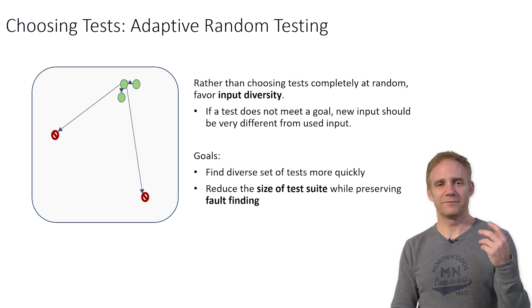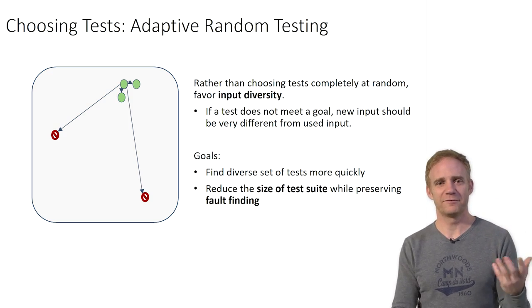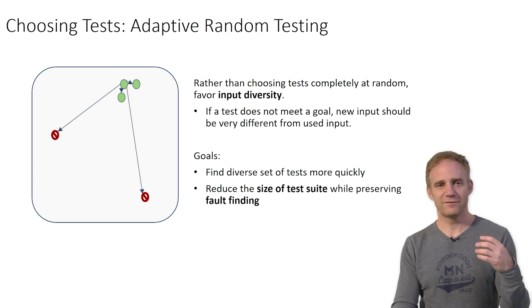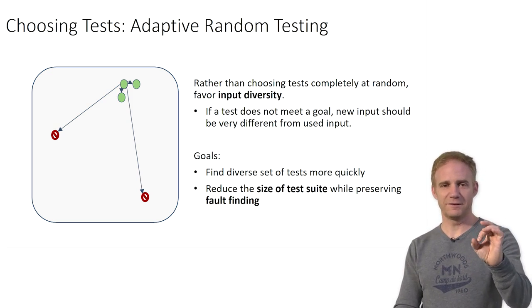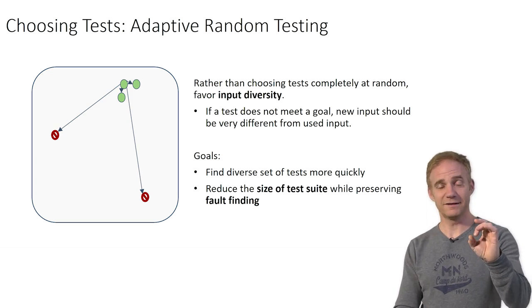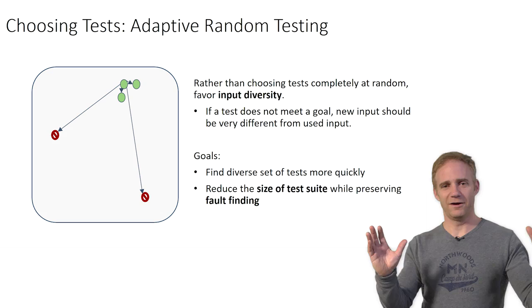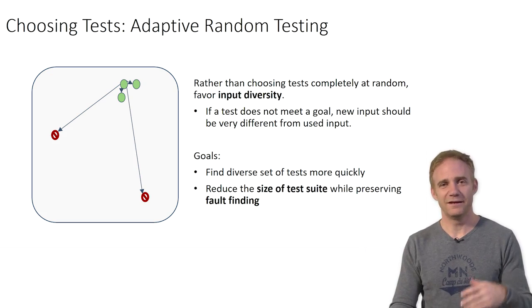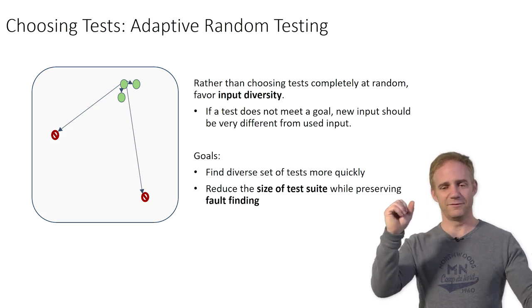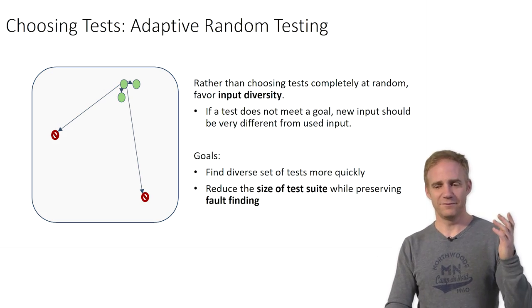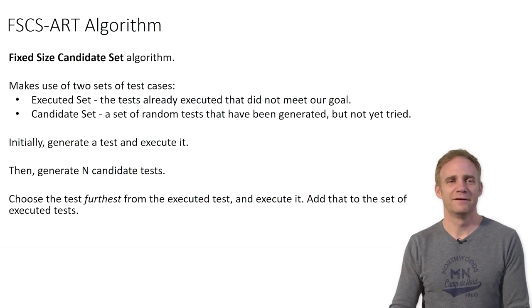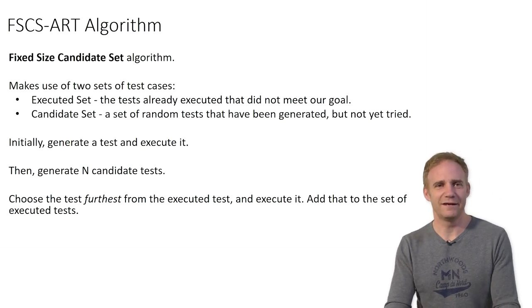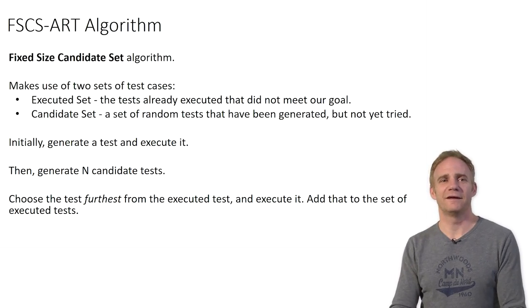And what we want to do is reduce the size of the test suite while preserving fault finding. If this hypothesis that faults are grouped together to some degree tightly across a sparse space is true, then it's likely that if we choose diverse points, we're going to have better fault finding with fewer tests. And that is what is done by this ART, adaptive random test algorithm.